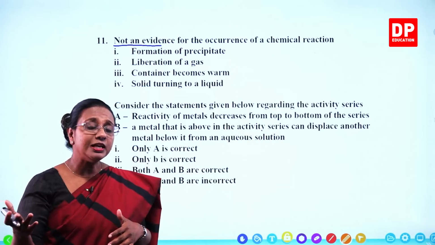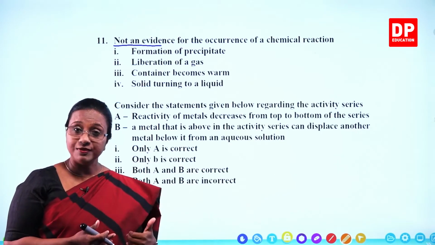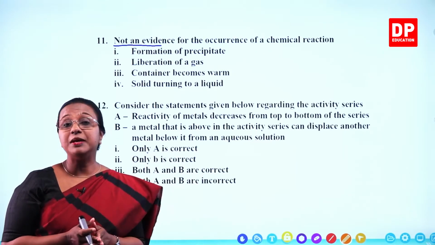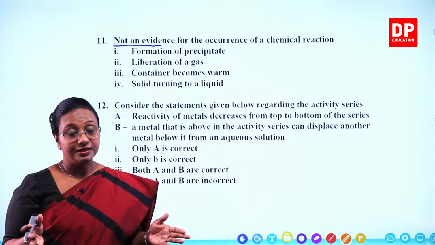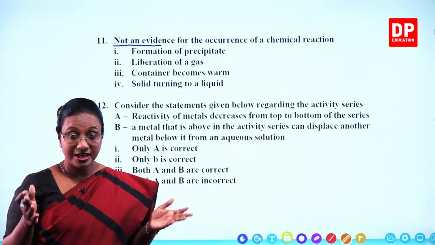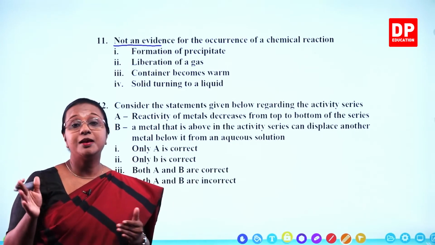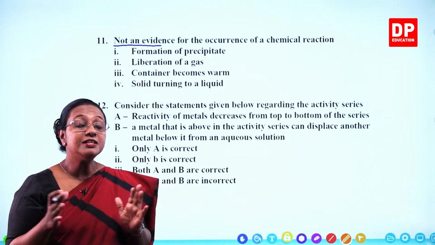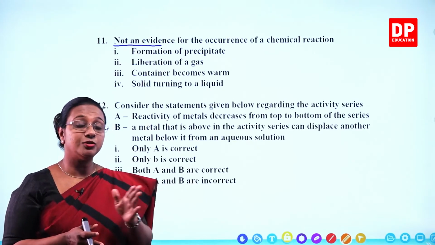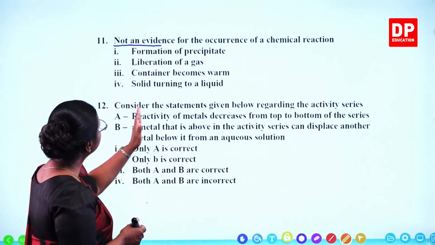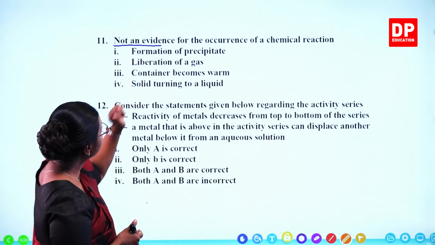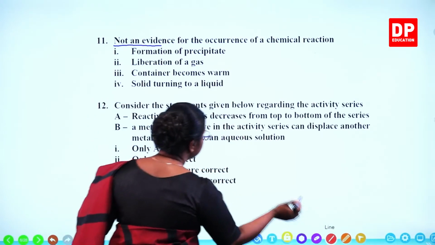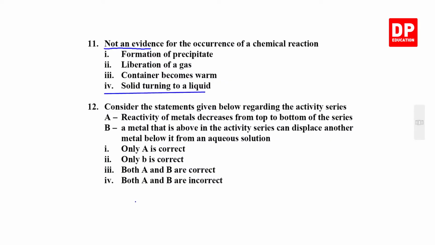Then the fourth one, solid turning into a liquid. Solid turning into a liquid, say wax, solid wax melting to form liquid wax, or solid ice becoming water, liquid. Those are changes, but they are not chemical changes. They are physical changes. Only the state changes from solid to liquid. So it is a physical change. So not an evidence for the occurrence of chemical reaction. It is the solid turning to a liquid.